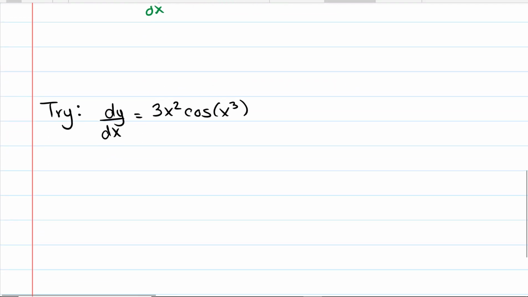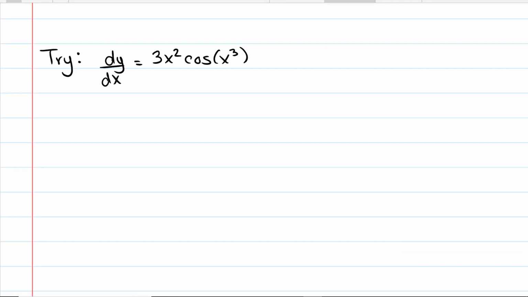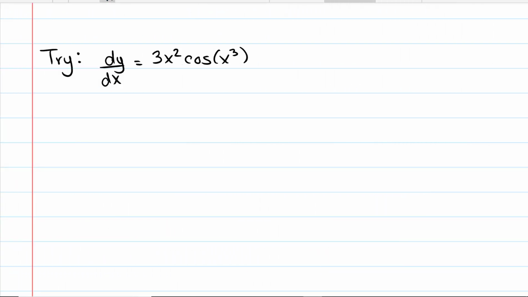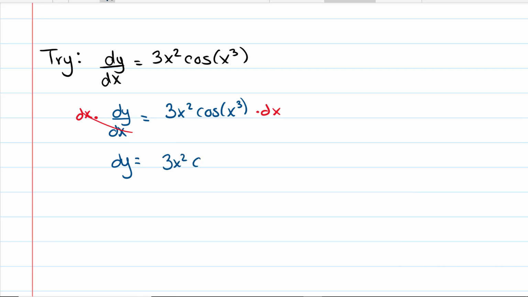Now what I want you to do on your own is try to find the general solution for dy/dx equals 3x squared cosine x cubed. Alright, let's see what we get. So we have dy/dx equal to 3x squared cosine x cubed. We're going to multiply both sides by dx, and we get dy is equal to 3x squared cosine x cubed dx.